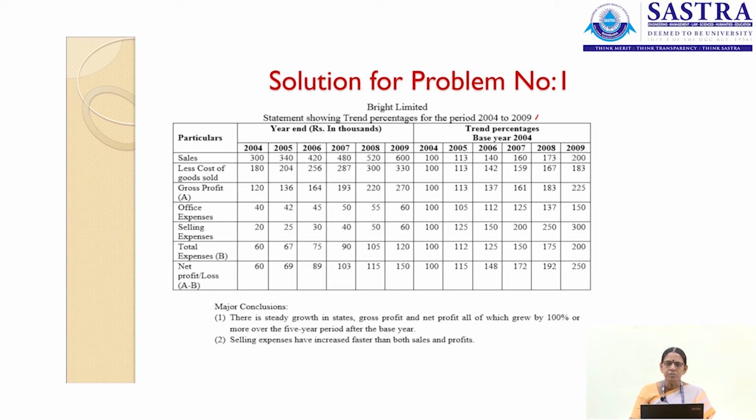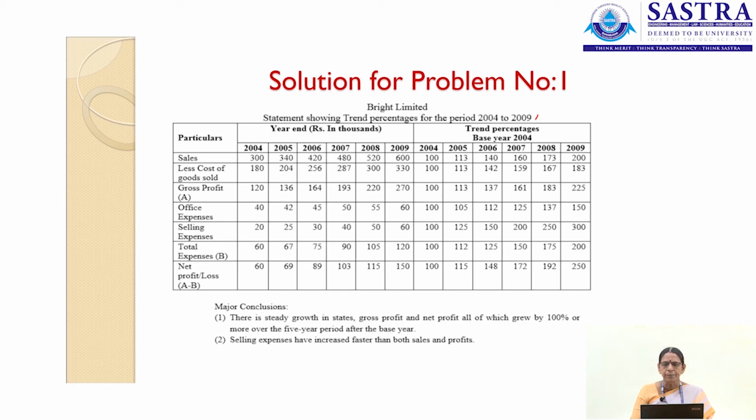Now, whatever items we have shown in the previous problem, we are going to realign. We are going to rearrange it in the form of a statement. Say sales less cost of goods sold will get gross profit. Gross profit minus all your expenses will get a net profit. In the problem, it will be simply given with all items. Now, we are going to classify it and show the net revenue got by the organization. See, all your 2004 figures are converted as 100.